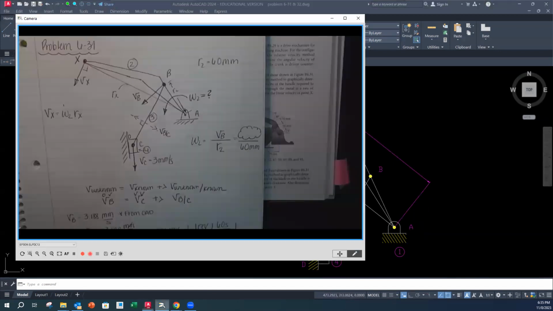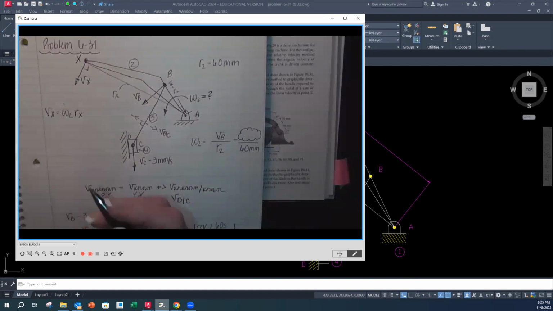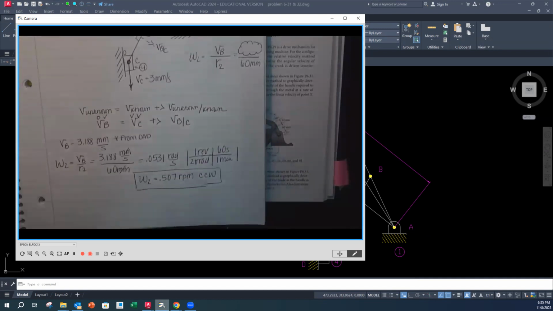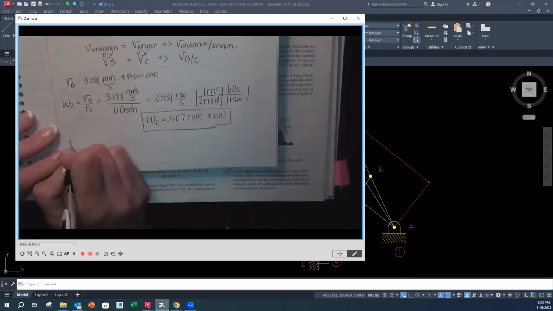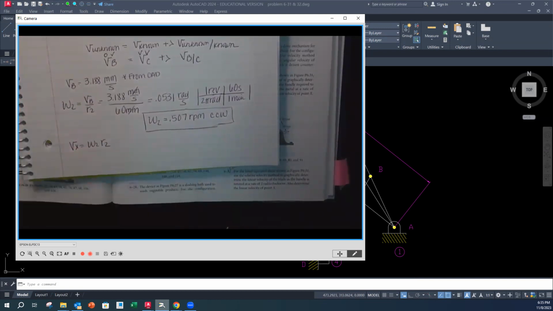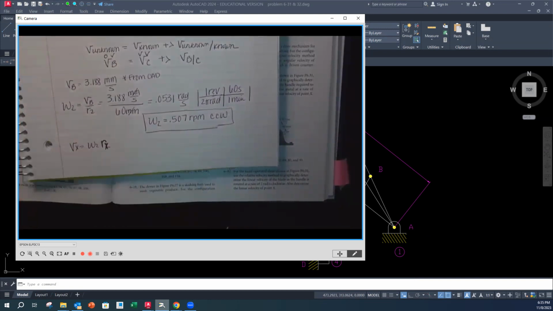So let's go back underneath here. Once we get it calculated, we're going to calculate our value for Vx. W2, we need to have that in radians per second. So down here in our calculation for W2, it's probably better to put it down where all the rest of the work is. So I'm going to do Vx is equal to W2 times Rx, the distance of X from the center of rotation.